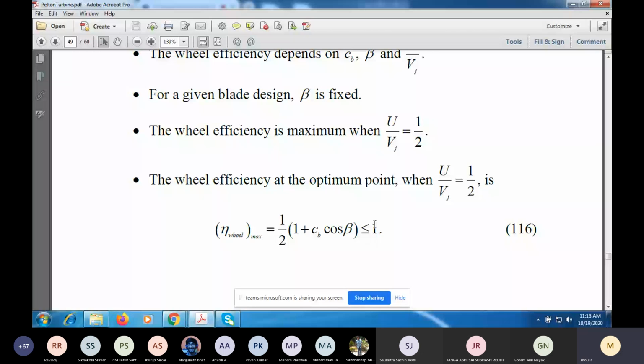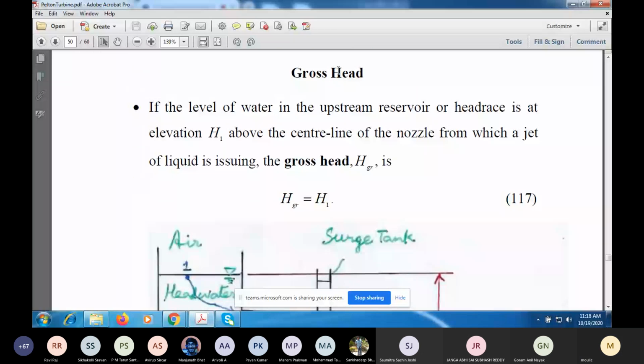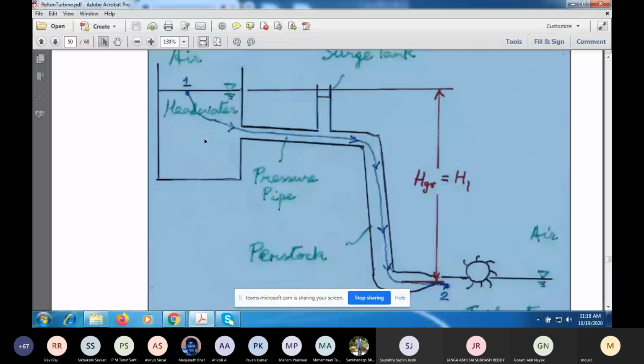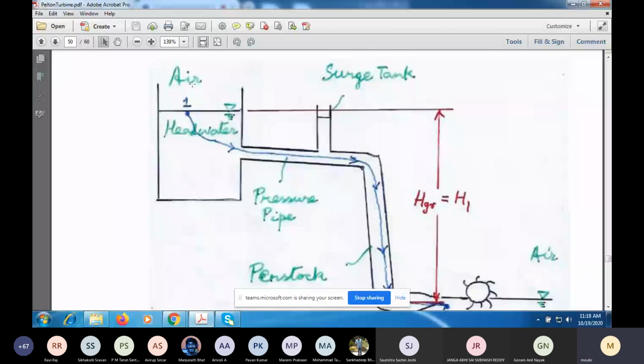Now we'll introduce a term which is called the gross head. Look at the schematic of the Pelton turbine. This is the turbine here, and the upstream reservoir is called the head race. This is what you may call headwater. This could be at the top of a mountain or hill. So you have air above, and this is the level of water in the upstream reservoir or headrace. And this inverted triangle and these three small lines indicate that the pressure here is atmospheric pressure.